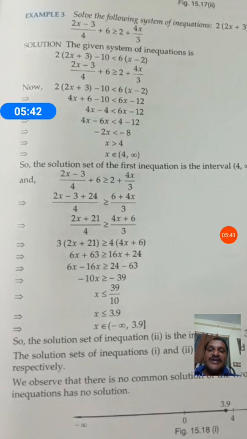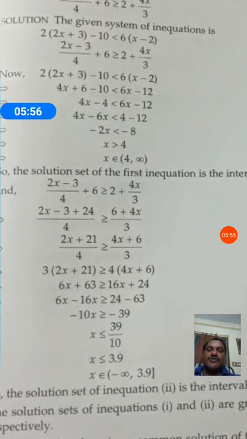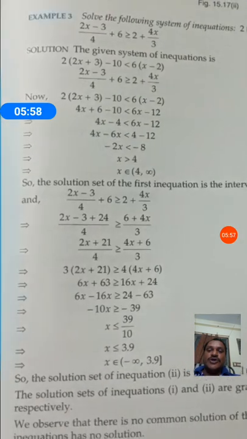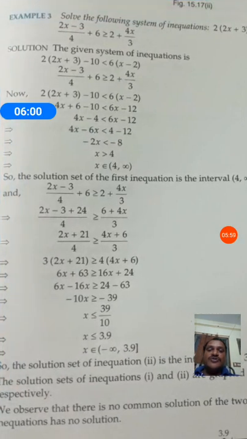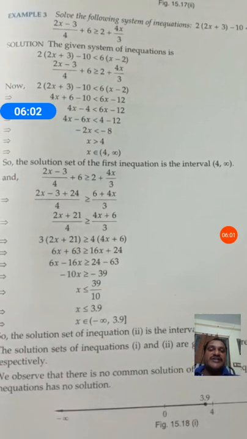Now multiplying by minus on both sides, we get 2x > 8, and dividing by 2 on both sides we get x > 4. That means x belongs to the open interval (4, ∞). That is what we have got for the first one. So the solution set of the first inequation is the interval (4, ∞).